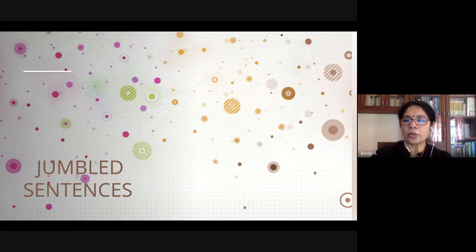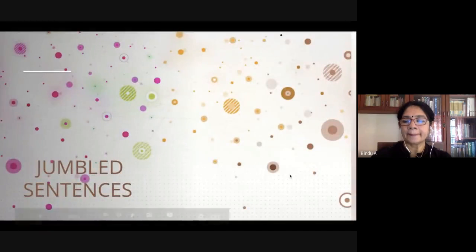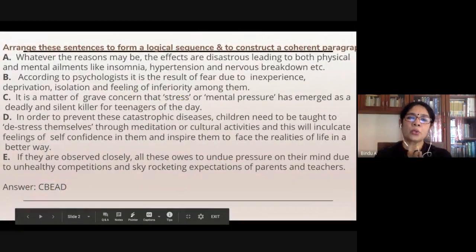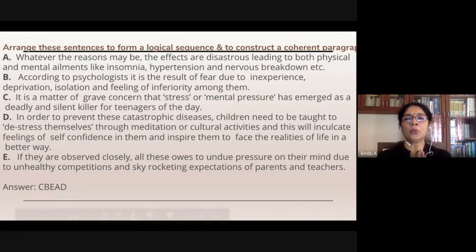So this is on jumbled sentences. You may be given a set like this. Of course, I have put the letters beside them, but otherwise they would just be in random order. You are expected to rearrange these sentences to form a logical sequence and to construct a coherent paragraph. That is, a paragraph that makes sense. That is what is meant by coherent.